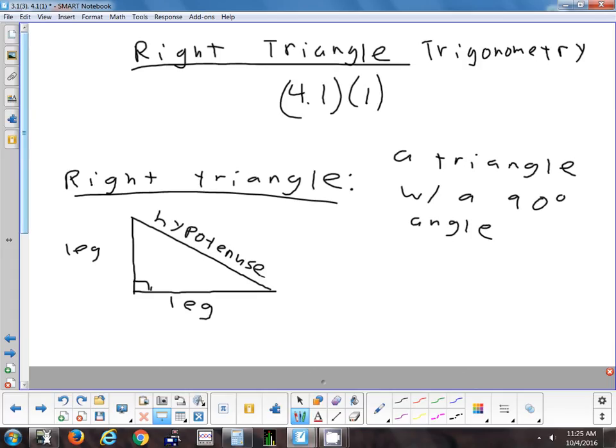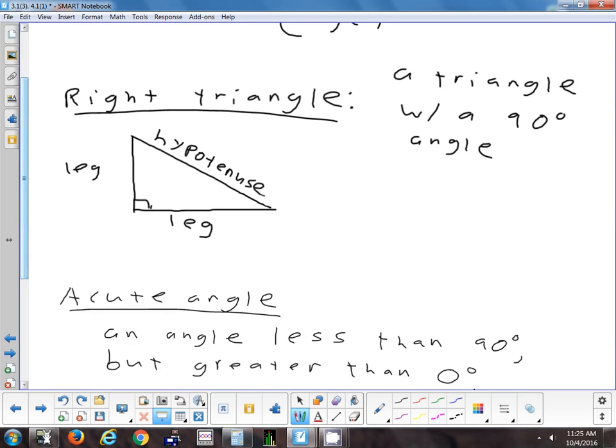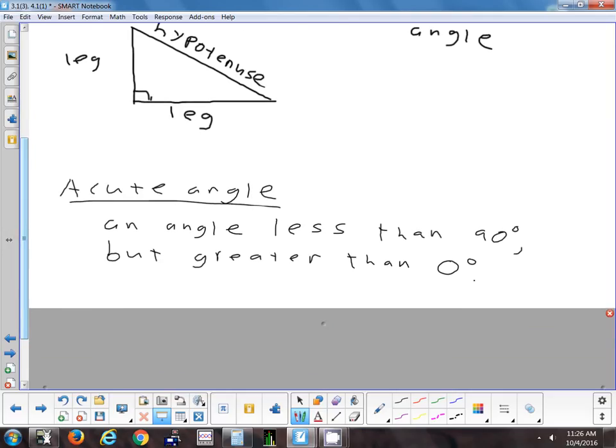Does anybody know the name for an angle that is smaller than 90? Yeah, that's an acute angle. It's smaller than 90, but it also has to be greater than 0. If you said negative 10 degrees, is that an acute angle? No. It is less than 90, but it's not more than 0. And with what we're going to talk about this week, you'd never have angles that are negative anyway. It doesn't make sense, not for what we're doing. So we're going to come across some acute angles.